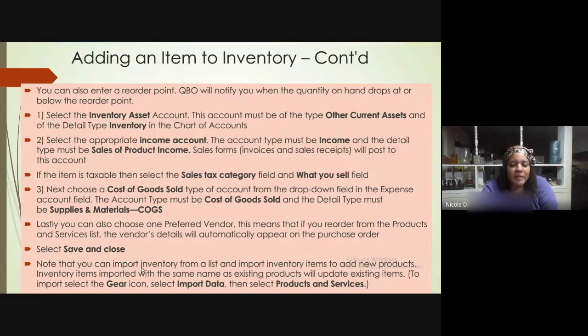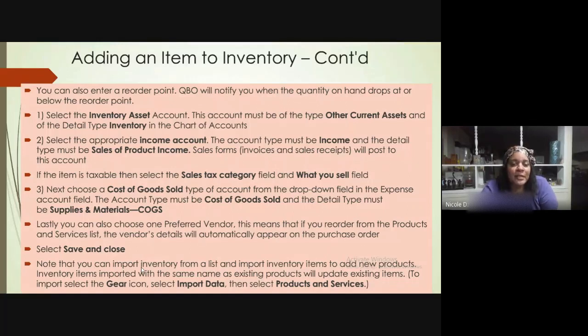So while you're setting up your inventory, there's 3 accounts that you have to link to that inventory item. The first one is your inventory asset account. That account must have the type other current assets and the detail type inventory. The second one is your income account, your revenue account. The account must be an income type and the detail type must be sales of product income.